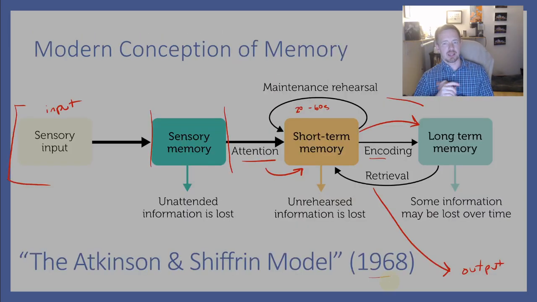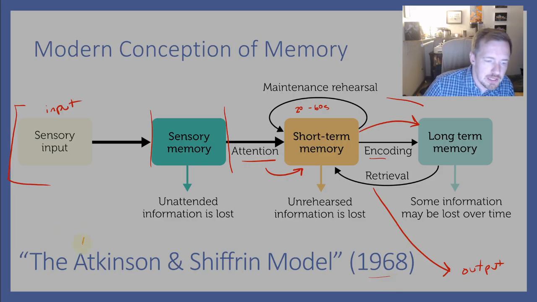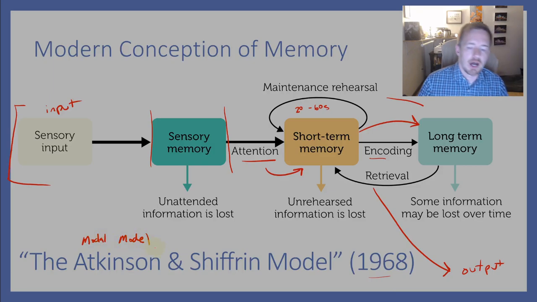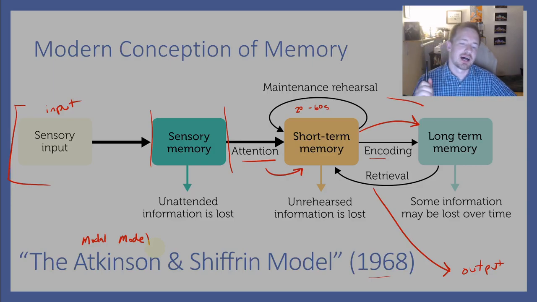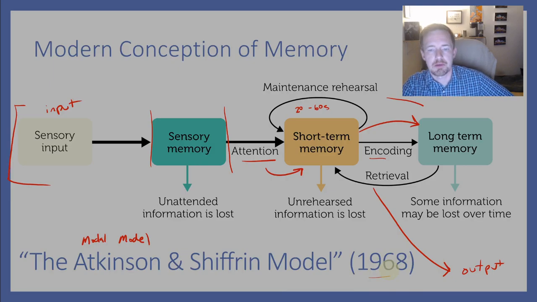We'll talk about it in a little bit, but basically this is also called the modal model of memory. When it came out in the 60s, people were in love with it. And then in the 80s, people kind of got bored with it. And then in the 90s, people got back on track and started loving it again. And that's because there was some pretty good neuroimaging evidence for this happening in the brain, which wasn't possible in the 60s. And that helped bring it back into popularity.